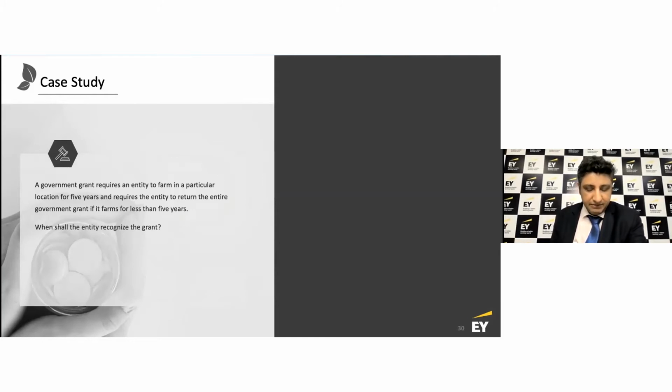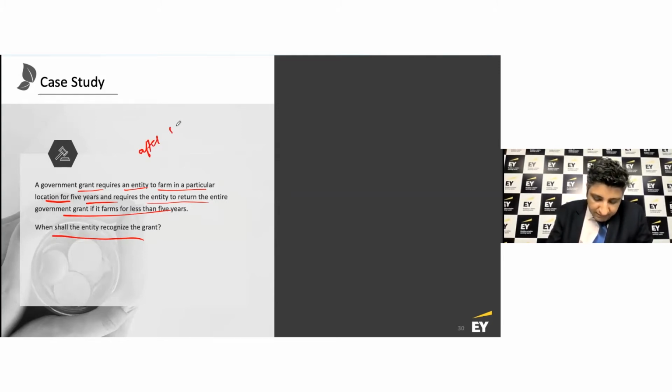Let's say we are given this particular scenario. It says that a government grant requires an entity to farm in a particular location for 5 years and requires the entity to return the entire grant if it farms for less than 5 years. The question is, when shall the grant be recognized? When shall the entity recognize the grant? Very simply put, only after 5 years of time. Very, very clearly. There's no other substitute to that part.